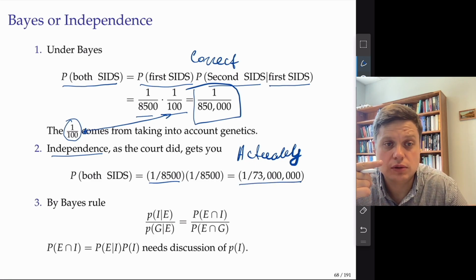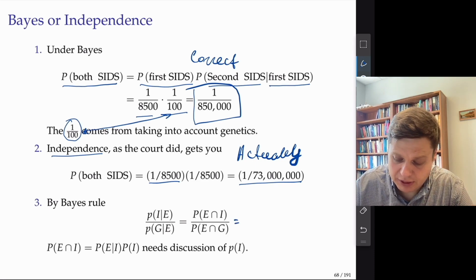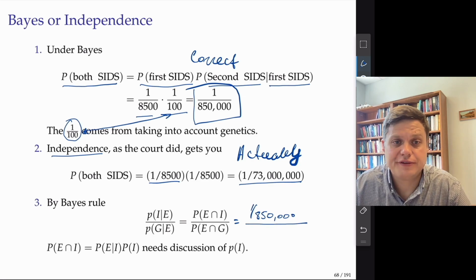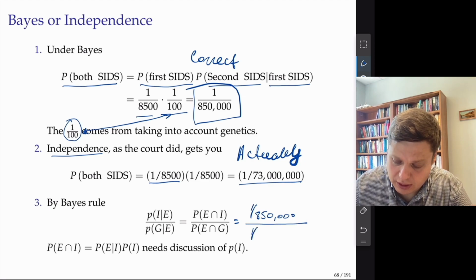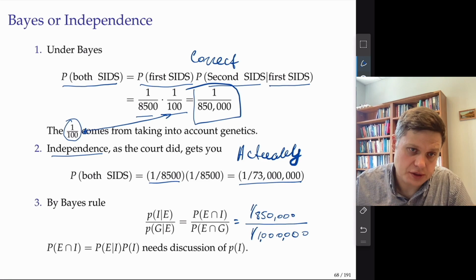Now we're going to look at this odds ratio: the probability of innocent or guilty given the evidence. The probability of innocent is 1 over 850,000, assuming dependence, and the probability of guilty given the evidence is 1 in 1 million. Again, as we stated in the previous slide, this is the base rate in the population: 1 out of 1 million mothers would kill both of her children.